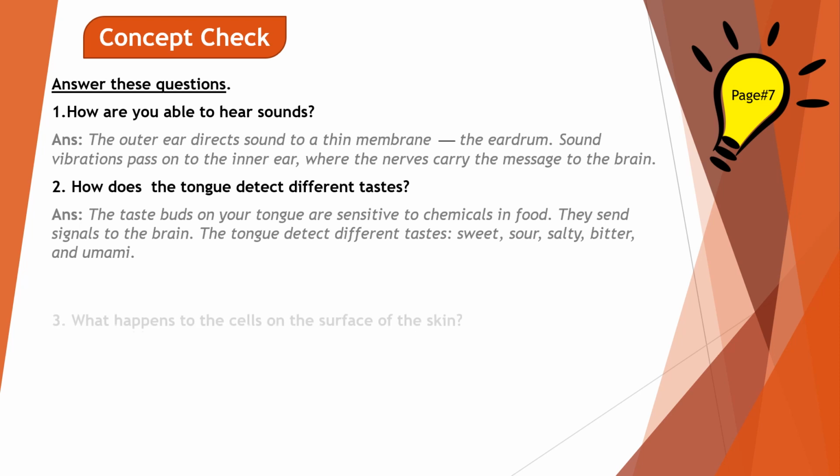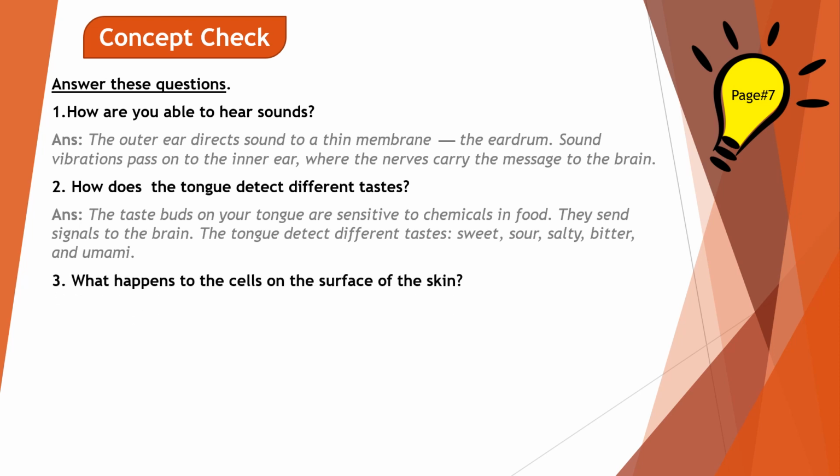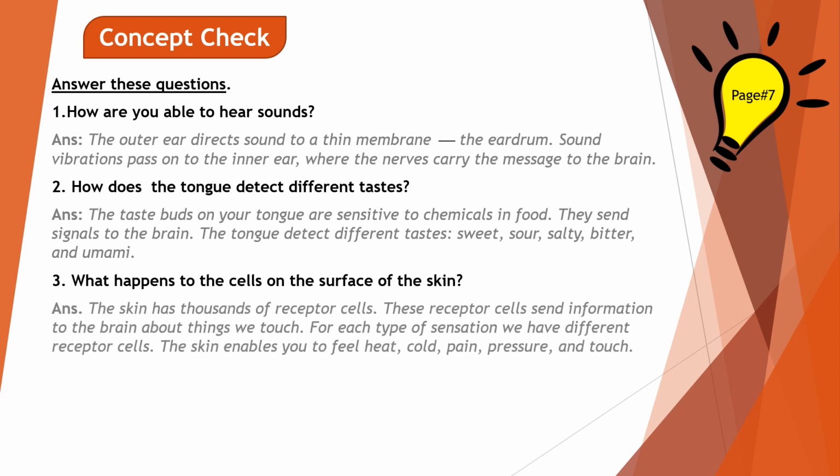The third question is, what happens to the cells on the surface of the skin? We have receptor cells on the skin and they carry information to the brain. We can write our answer as, the skin has thousands of receptor cells. These receptor cells send information to the brain about things we touch. For each type of sensation, we have different receptor cells. The skin enables you to feel heat, cold, pain, pressure, and touch.